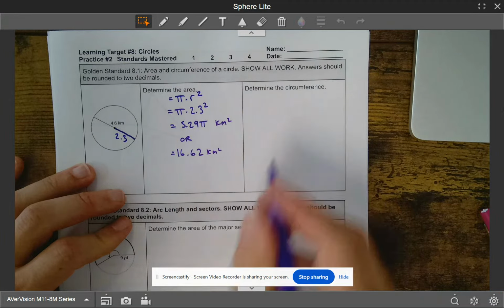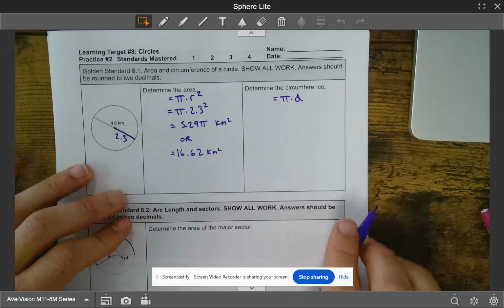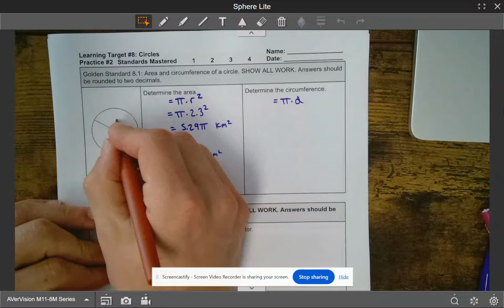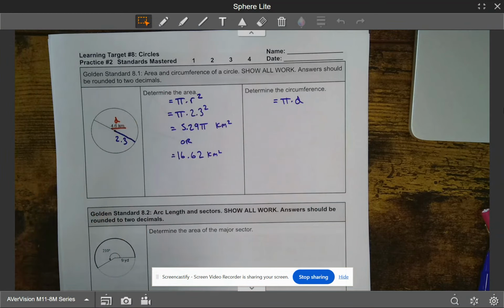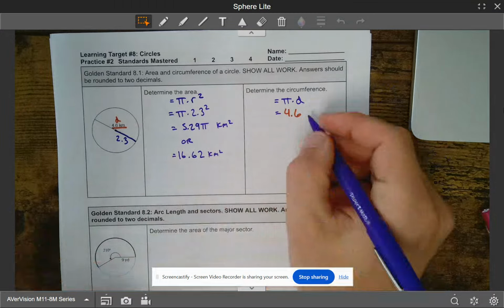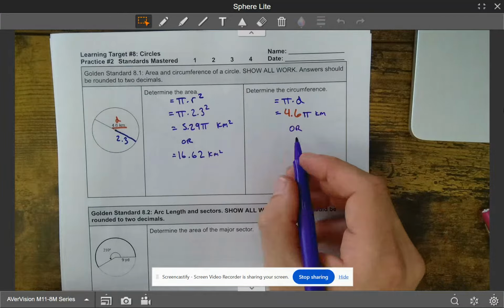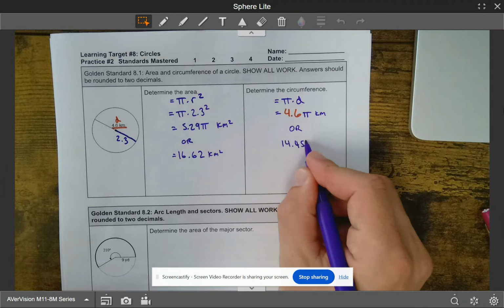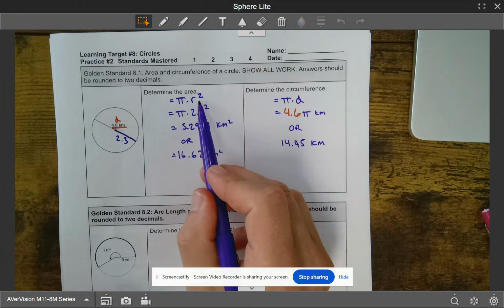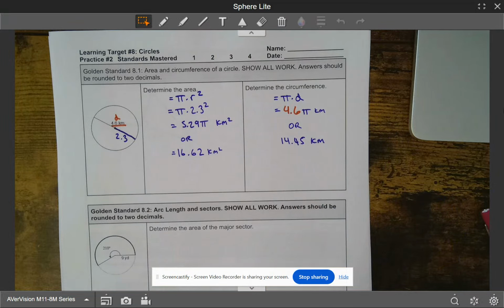So that's area. Circumference now is pi times the diameter. Here, what is the diameter? The diameter is 4.6. So here we can do 4.6 pi. That's an exact answer. If we want an approximate answer, 4.6 times pi would give us about 14.45. So again, area, pi times the radius squared. Circumference, pi times diameter.